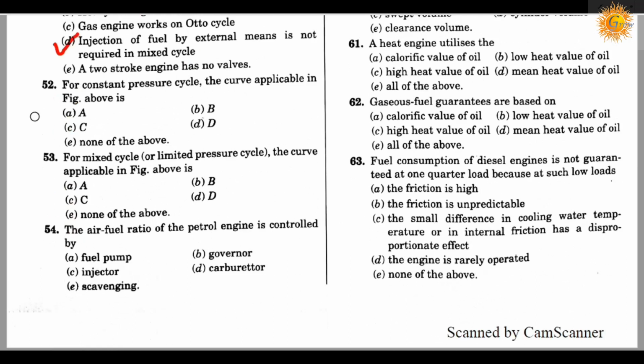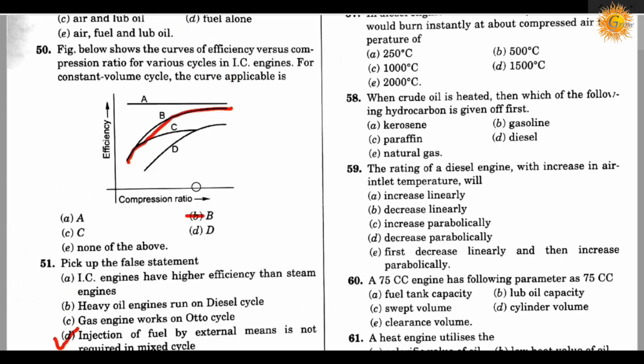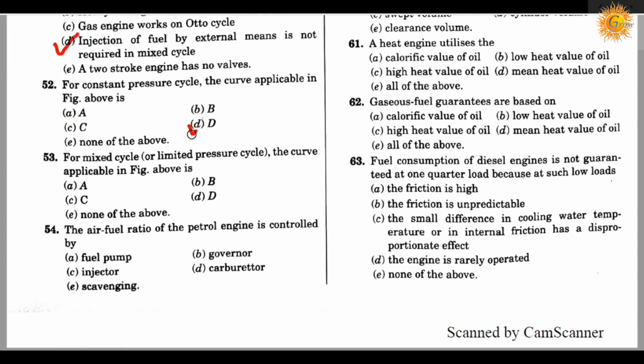Question number 52. For a constant pressure cycle, the curve applicable in the figure above is option A, option B, option C, option D, and option E is none of the above. So the question is for constant pressure cycle. You can see the figure again, and the correct answer will be D. So D means that curve. So the correct answer is D.